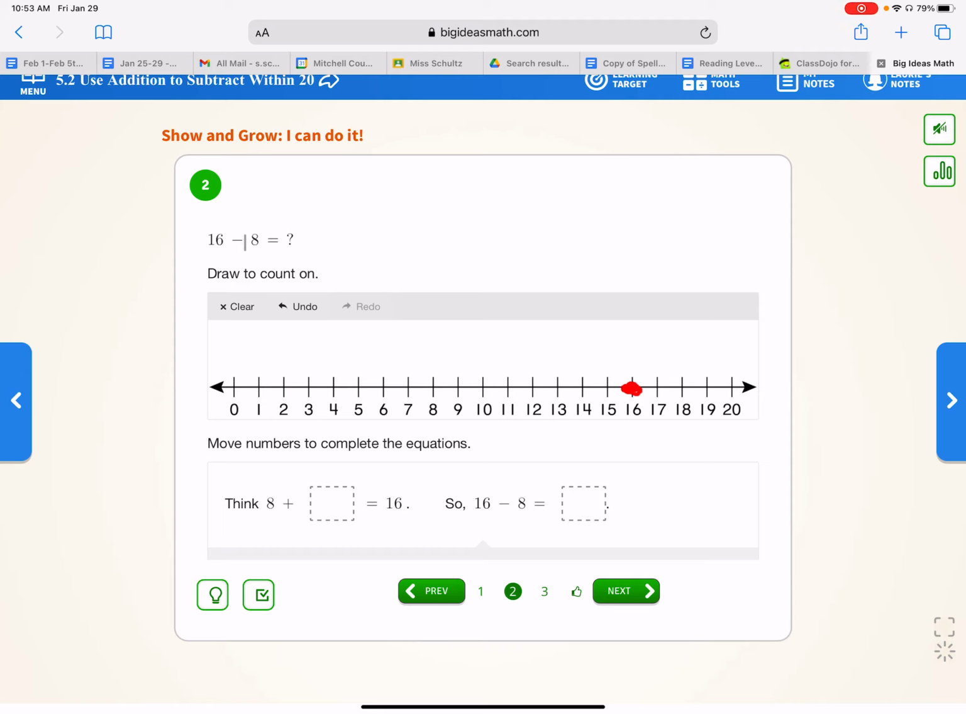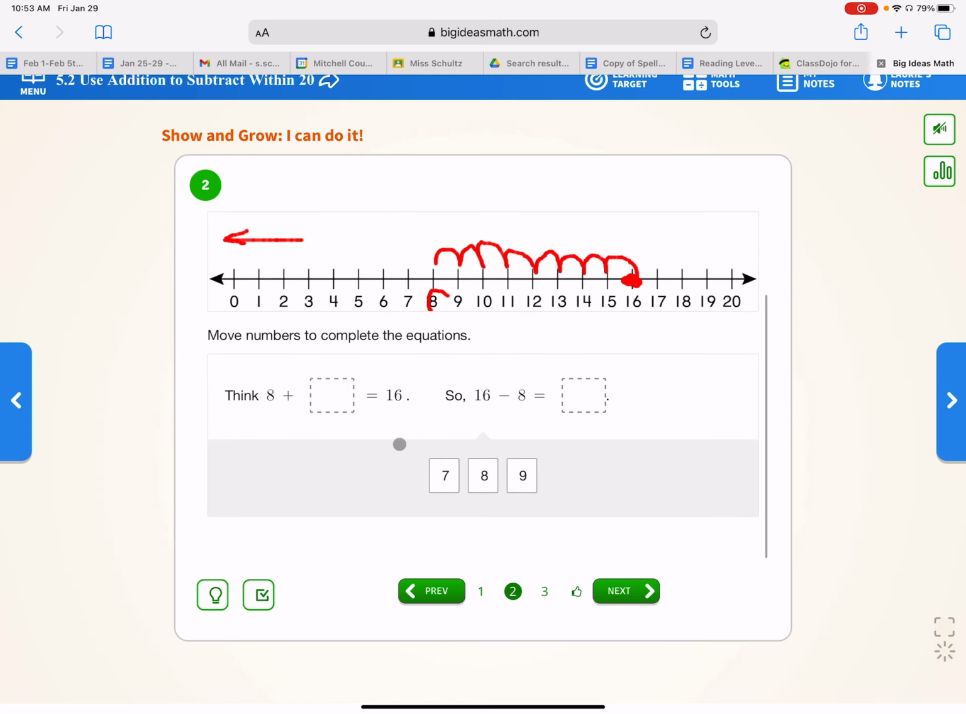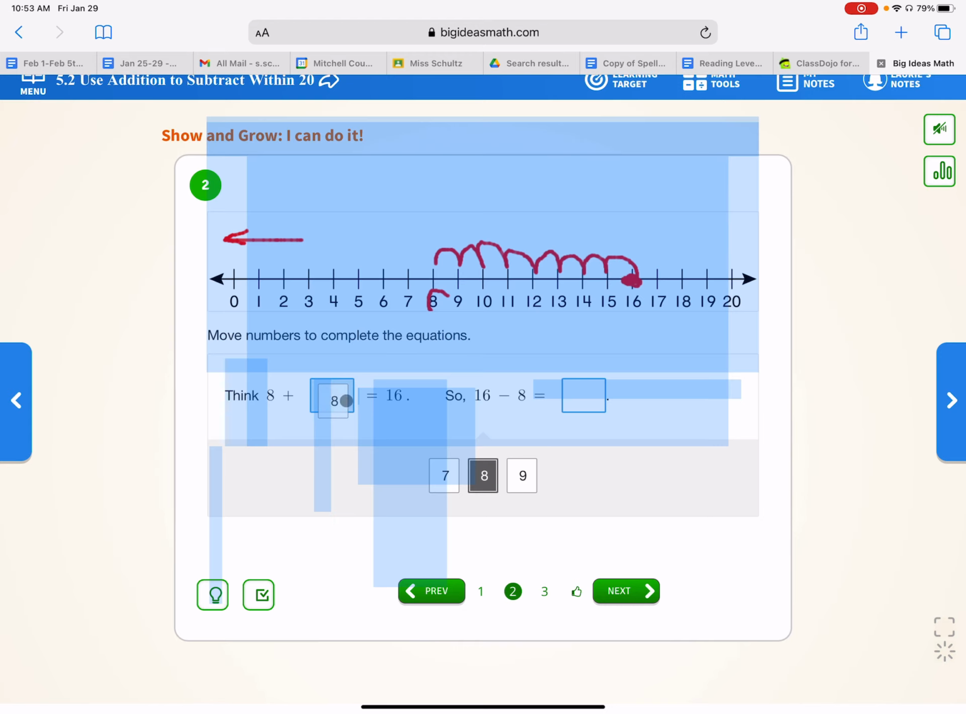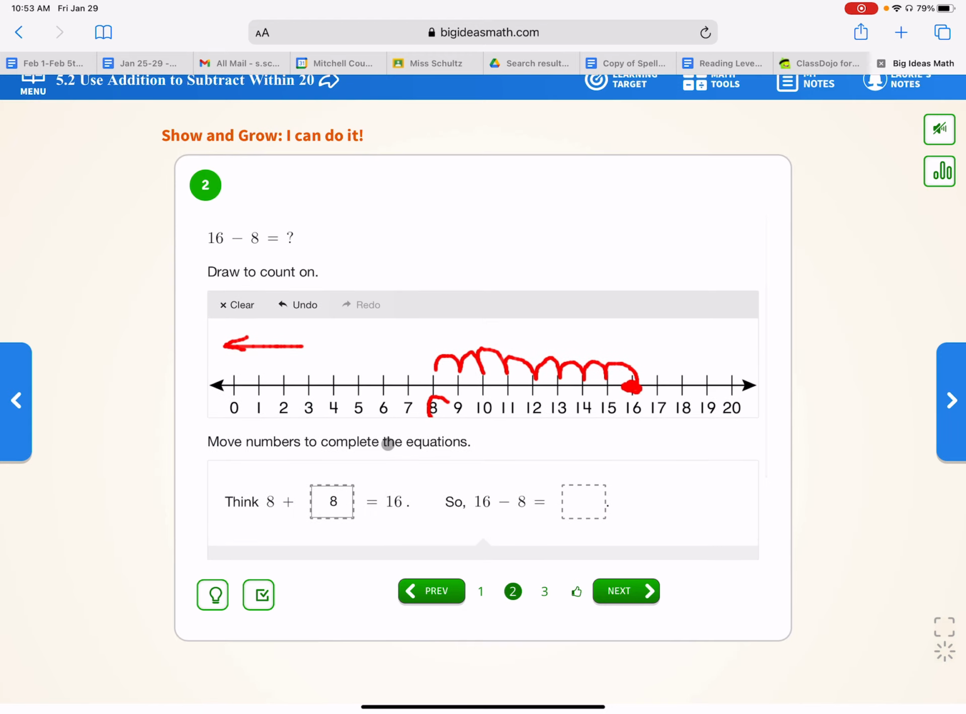Since this is a subtraction equation, we are losing numbers, so that means we're going towards 0. So let's count closer to the number 0 on the number line by 8 times and see what number we get. We have 1, 2, 3, 4, 5, 6, 7, 8. And we landed on number 8. So 8 plus 8 is 16.